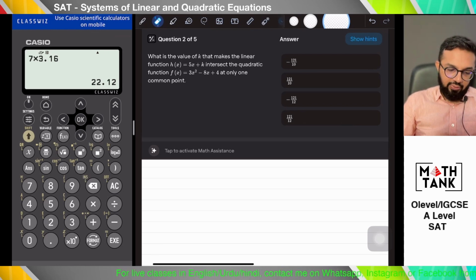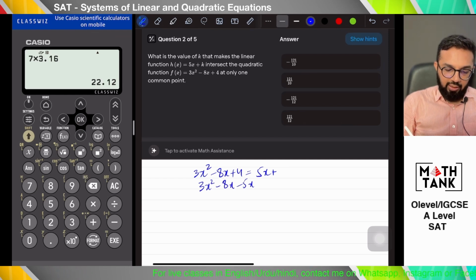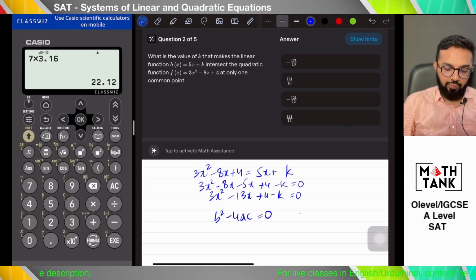What is the value of k that makes the linear function intersect the quadratic function at only one common point? Okay, so now I'm asking you about roots. When I say I have only one common point, I mean that I have only one real root. When do I have only one real root? When b squared minus 4ac. So just first complete this. Plus 4 minus k. B squared minus 4ac should equal 0 for one real root. That's something that we covered in the lectures.